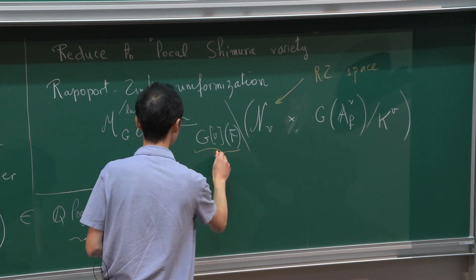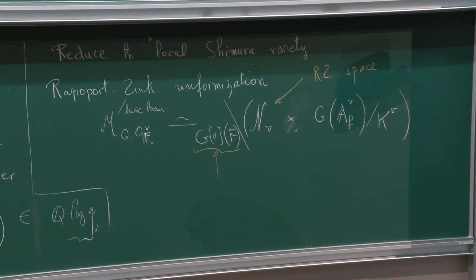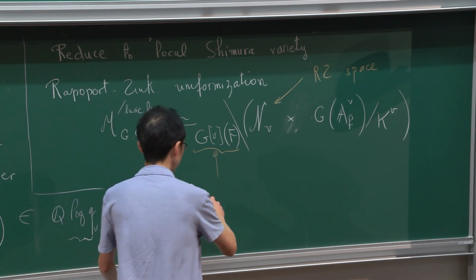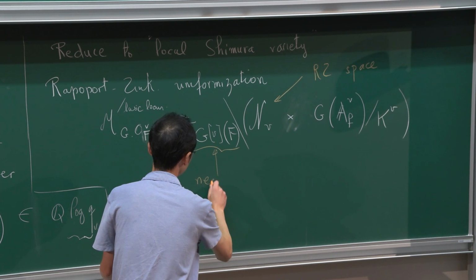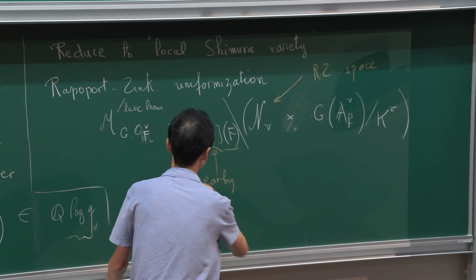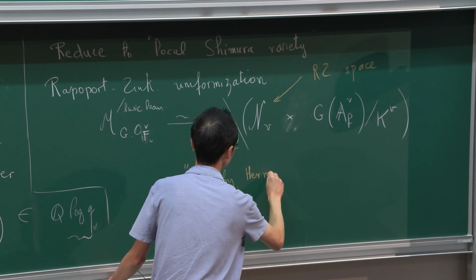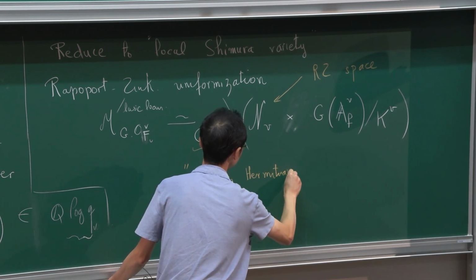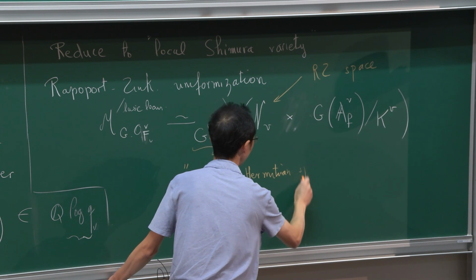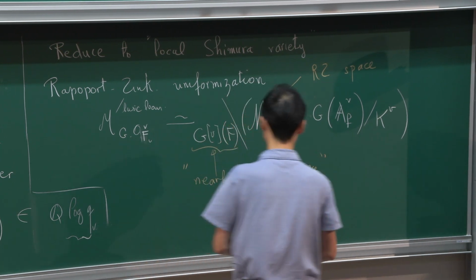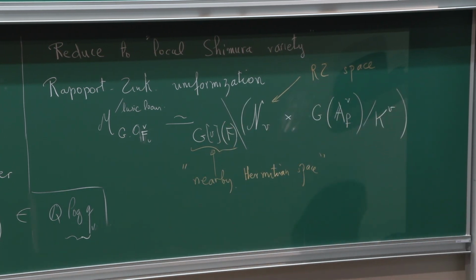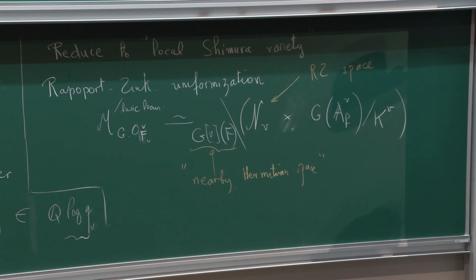So this is the same group but attached to the so-called nearby Hermitian space. I think Chao Li's talk introduced the nearby space, attached to the nearby Hermitian space, which means it's the same Hermitian space at all places as we started with, except at v and infinity.